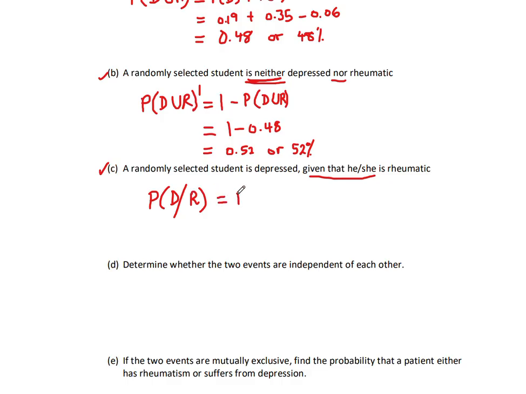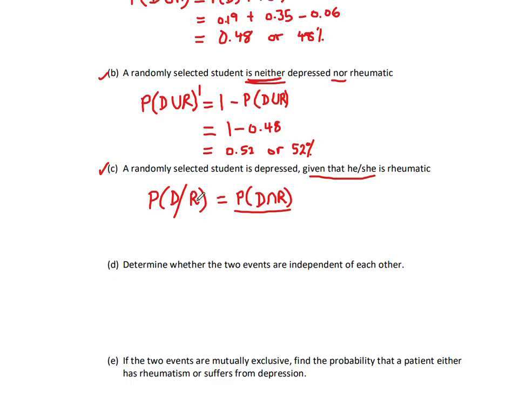To calculate a conditional probability, it is the probability of D intersect R. It's always going to be the probability of the intersection of the two events divided by the probability of the event that comes after the slash.